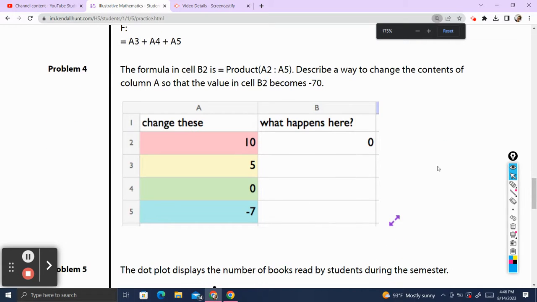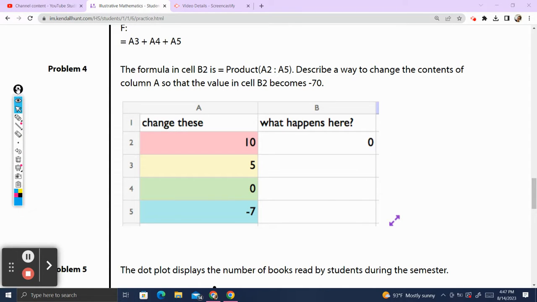The formula in cell B2 is PRODUCT(A2:A5). Describe the way to change the contents of column A so the value in cell B2 becomes negative 70. So the formula for cell B2 is the product of A2 through A5, so that's going to be 10 times 5 times 4 times 7. We need to figure out how to change the content of some of these numbers so the value of B2 becomes negative 70.